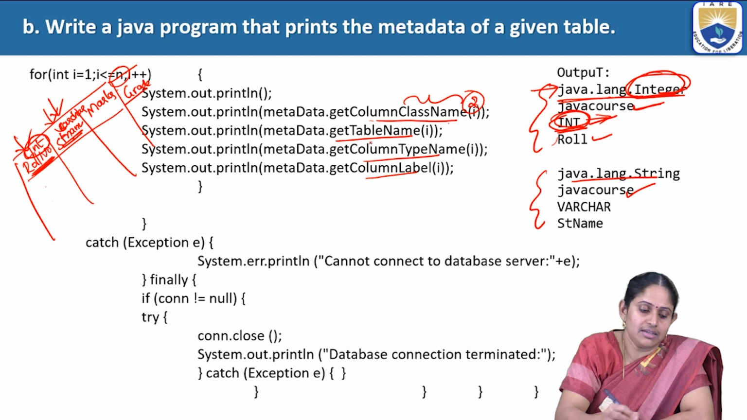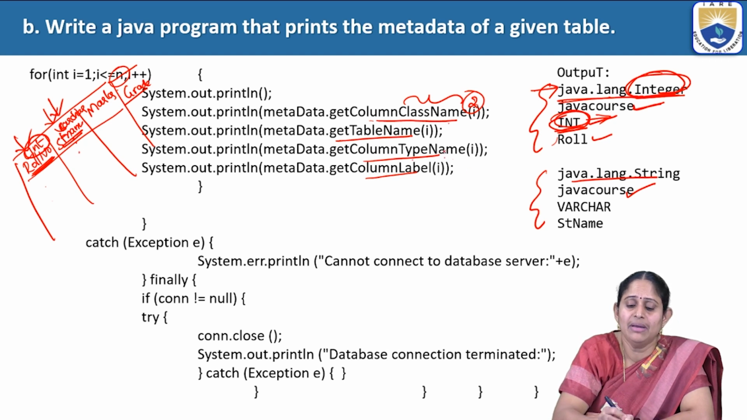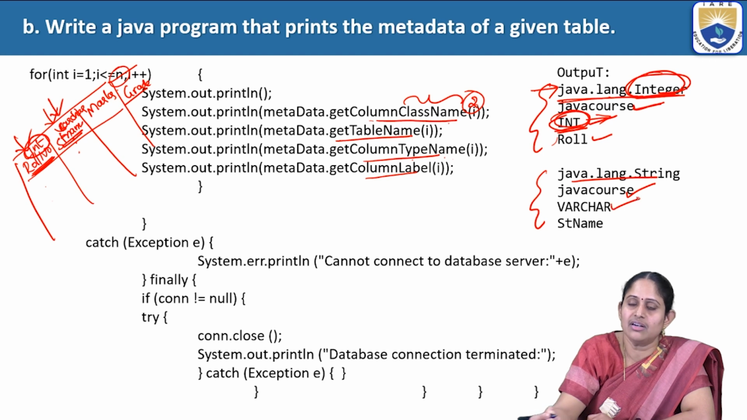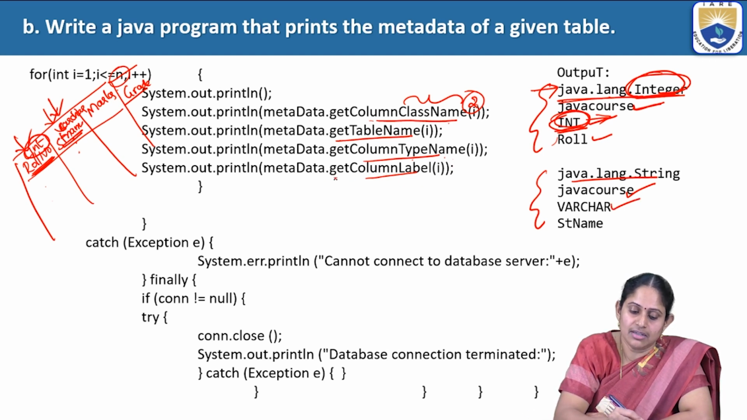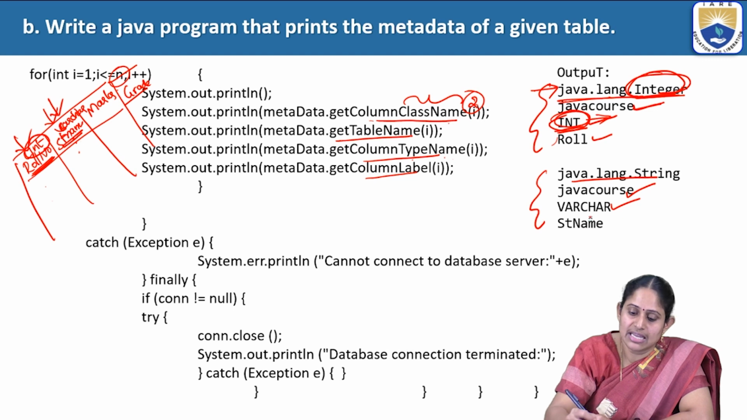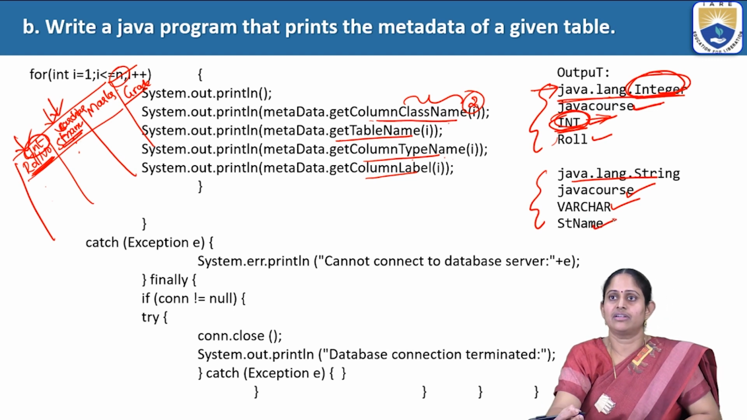Similarly, the student name is storing the contents as varchar in the database. So the getColumnTypeName will return the data type of this column as it is stored in the database. So it will return varchar. And similarly, we have the getColumnLabel, which will return the name of that column. So our name is student name, st name. So it will return this.